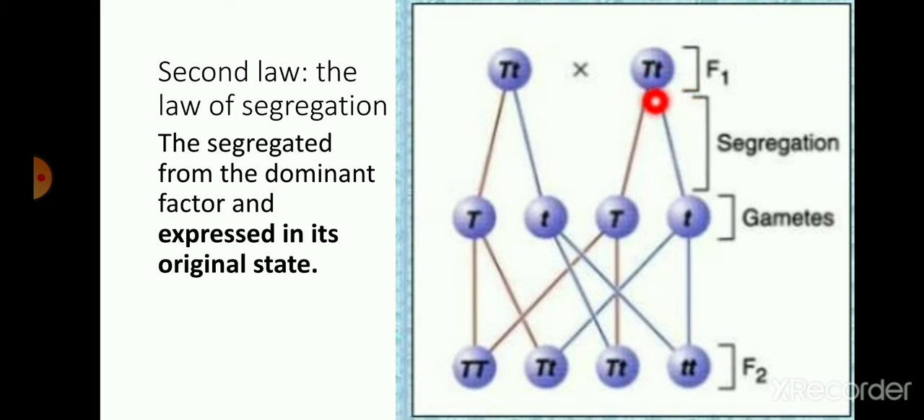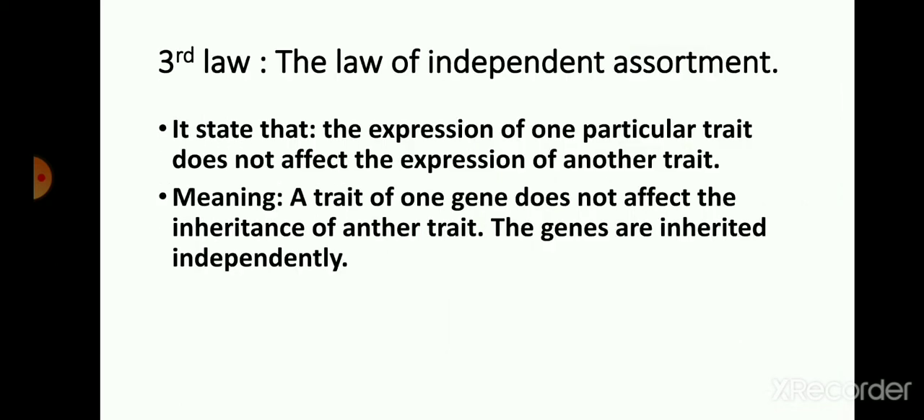So during formation of gametes, these alleles are separated from each other and form the gametes. So this is the T from one gamete, and this is the t from the second gamete. One comes from the father and one comes from the mother and forms the complete gene in the offspring. So that is the law of segregation, because the alleles are segregated from each other in the gametes.